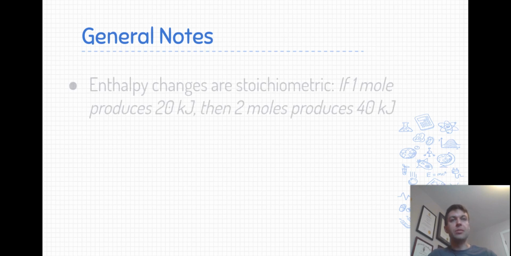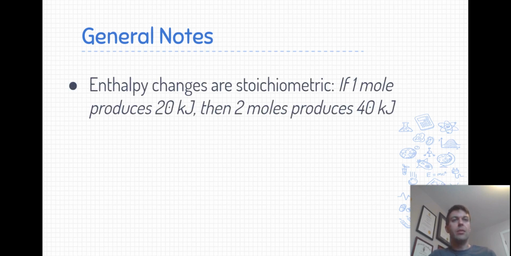Let's finish up by mentioning a few general notes that we're going to see in action when we start solving problems, but just good to mention right now so we can keep them in mind moving forward. The first and most useful is that enthalpy changes are stoichiometric. For example, if 1 mole of a substance reacting produces 20 kilojoules of energy, then 2 moles is going to produce 40 kilojoules.